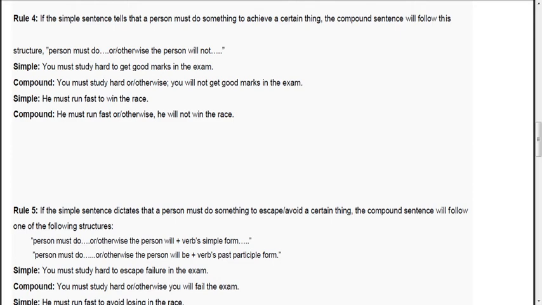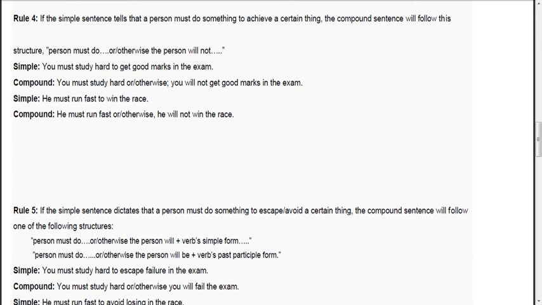So rule 4 you can remember like that: you will put or otherwise if a person must do something and tries to get or achieve something, and the second clause will be in future simple but in negative mode.